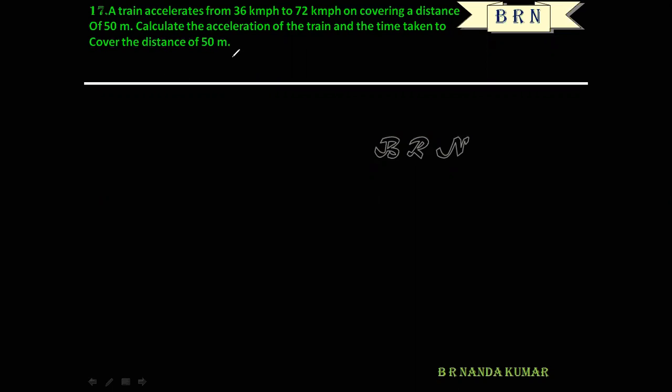So read the numerical carefully. So what is given? That is very important. Actually here the initial speed of the train, the initial velocity, that is given as 36 kilometers per hour. So 36 kilometers means 10 power 3 meters, right? So 1 hour is actually 3600 seconds.